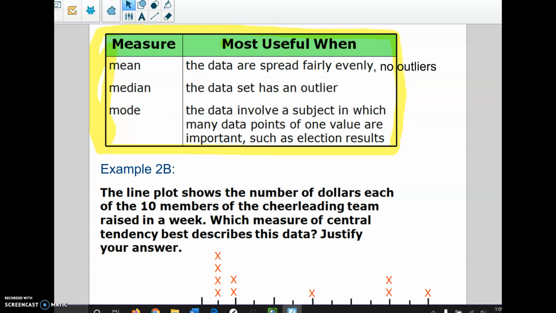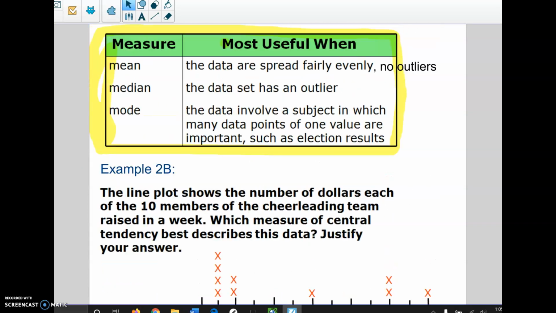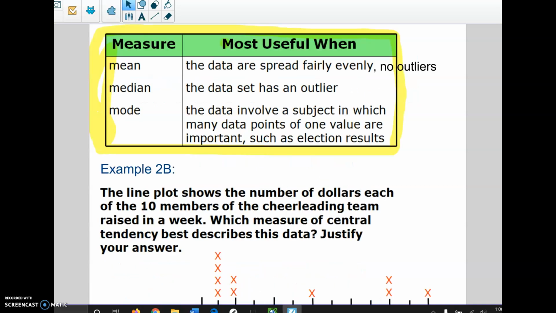Okay, so an outlier is an extreme value that doesn't match the rest of the data. Here's an example: these numbers are all kind of over here, then you have this number that's way over here. There's a big space between it. So when there's an outlier like this, or more than one outlier, like a couple, then the median would be the best way to describe the data.